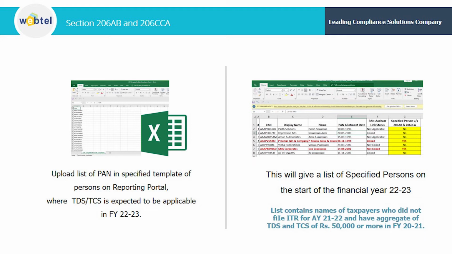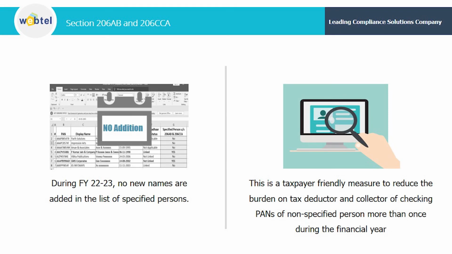That means TDS or TCS of 50,000 or more has been deducted or collected in his case, but still he has not filed ITR. Let us also remember that during financial year 22-23, no new names will be added to the list of specified persons. Once we have checked this information at the beginning of the financial year, that will be the final thing, and no new names will be added to this list.